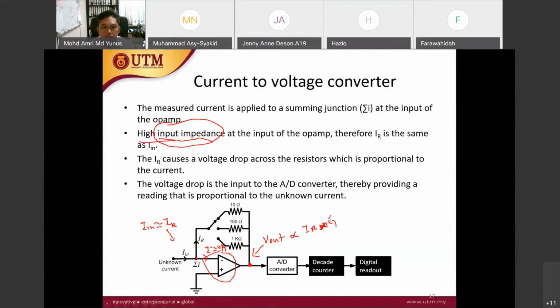So we continue our lesson. We have come to the current to voltage converter, in the last lecture before the semester break. Okay, and we have discussed the important features of the analog digital converter.